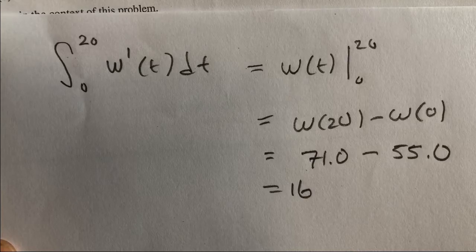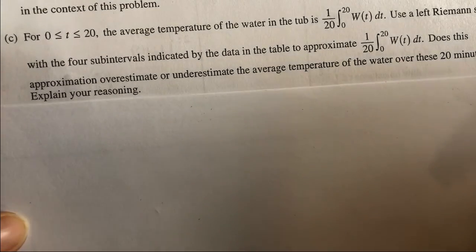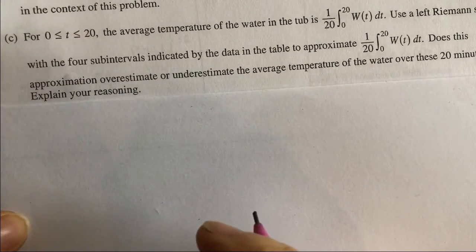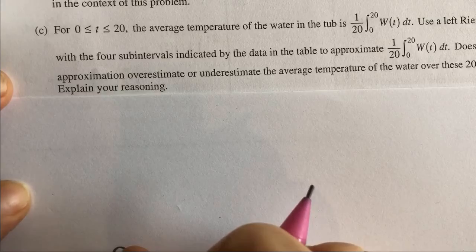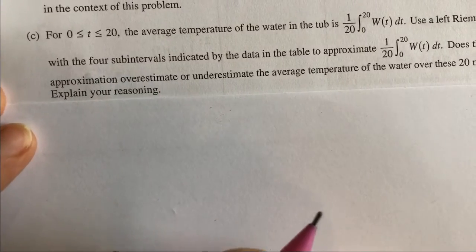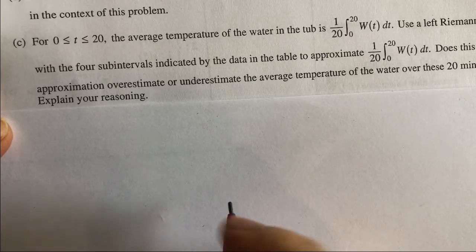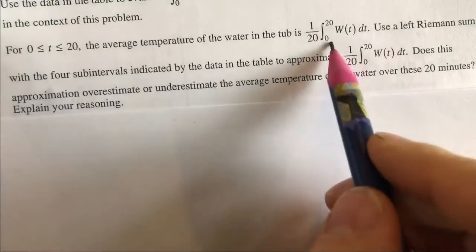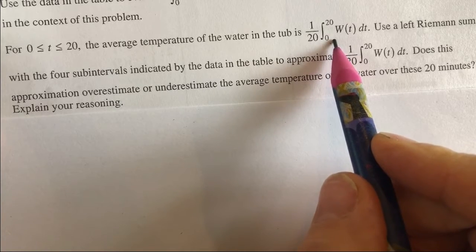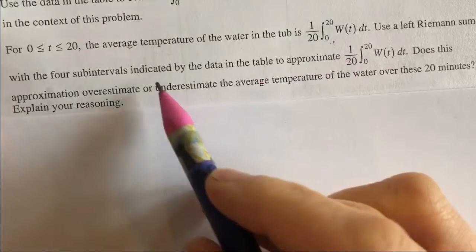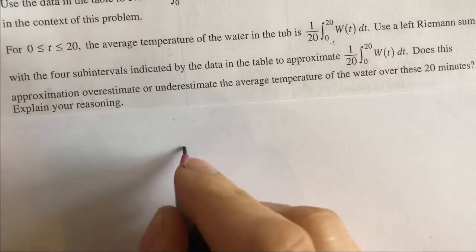Okay, let's try C. That's what you'd have to say, though. I'm just trying to save time doing this. All right, the next part. The average, for time 0 to 20, the average temperature of the water is, okay, that we recognize this. That's how you get the average value of a function. Use a left Riemann sum with 4 subintervals indicated by the data to approximate it.